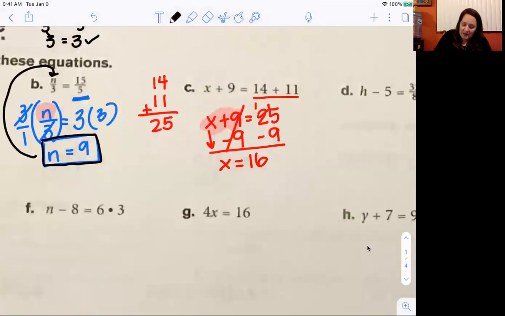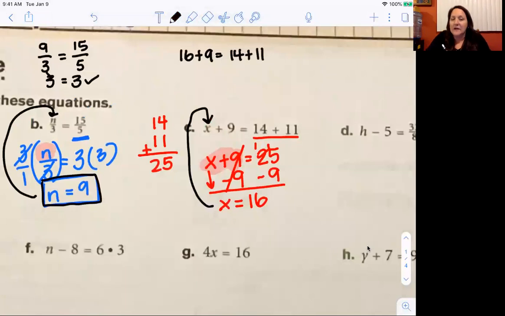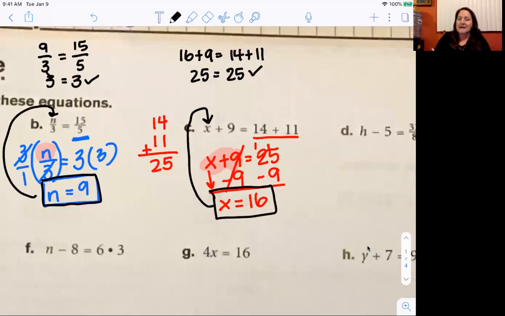Okay, we're going to plug in this x equals 16 here. I'm going to work it out on the top. 16 plus 9 equals 14 plus 11. We already know 16 plus 9 is 25 equals, and 14 plus 11 is 25. It works out. So our answer is x equals 16.